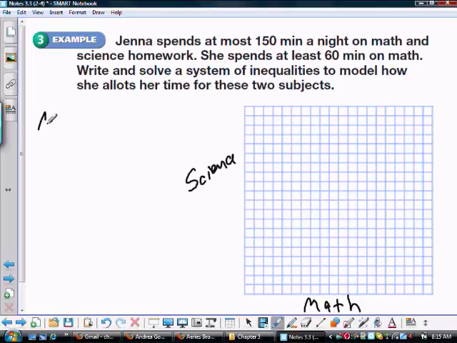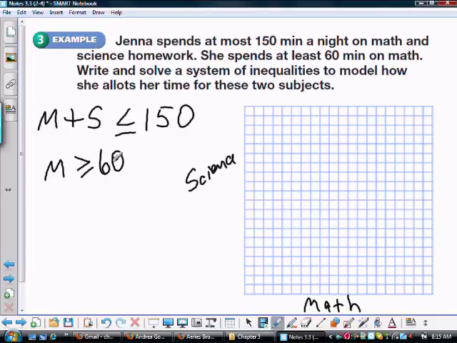And the number of minutes she spends on math, plus the number of minutes she spends on science, is at most 150. What is that? Less than or equal to is at most. She spends at least 60 minutes on math. So at least is greater than or equal to 60.